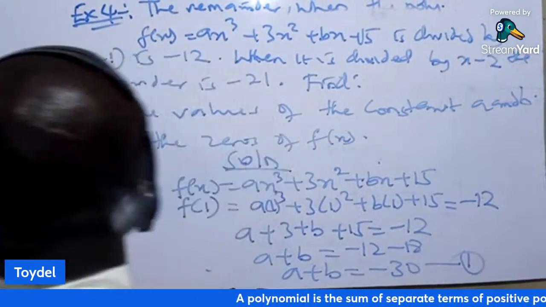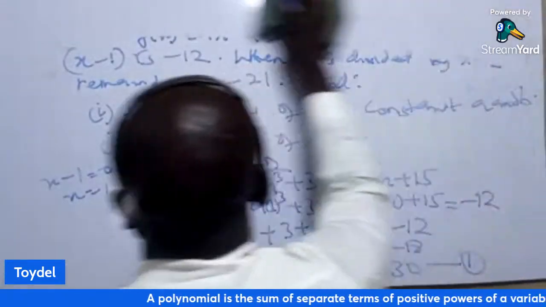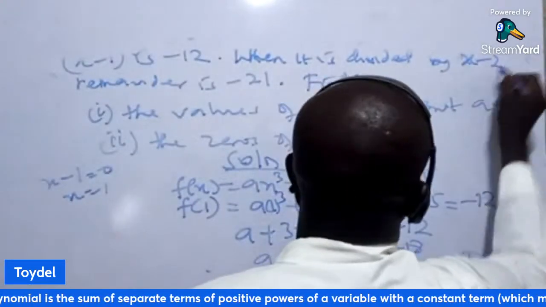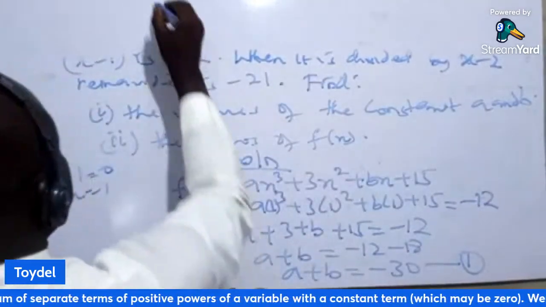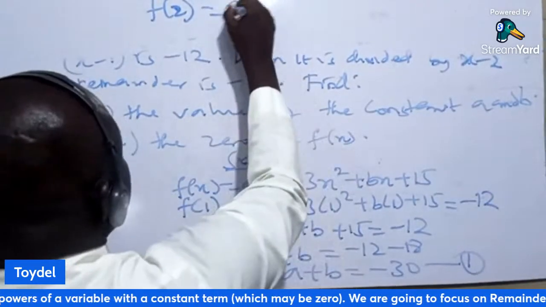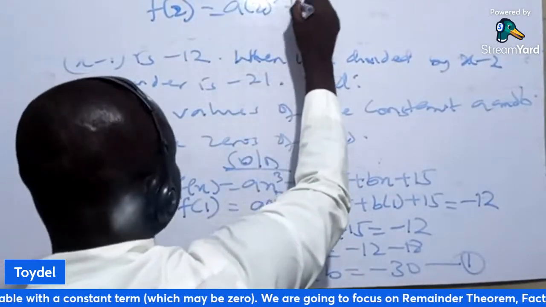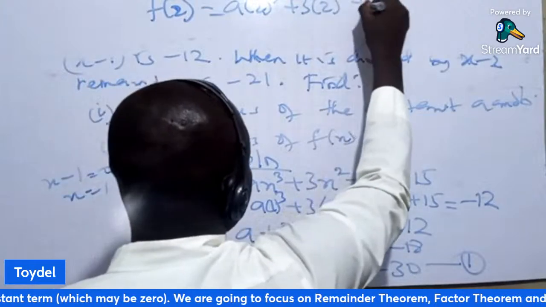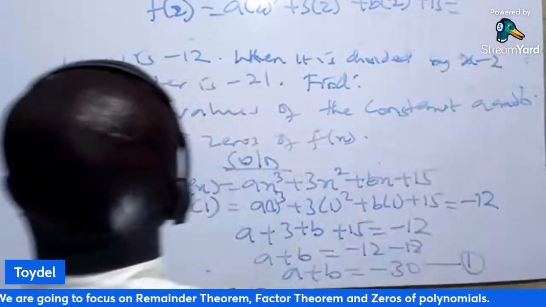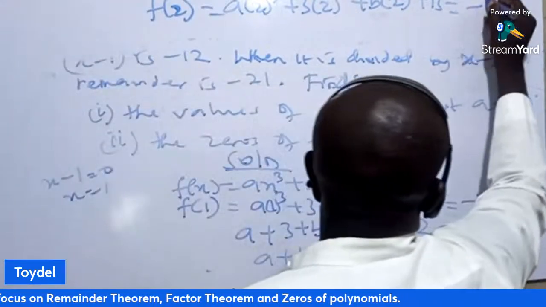Then the second one says that when this polynomial f of x is divided by x minus 2, that is when x equals 2, then f of 2 will be, we substitute the value, a into bracket 2 raised to power 3 plus 3 into bracket 2 squared plus b multiplied by 2 plus 15. When it's divided by x minus 2, the remainder is minus 21.